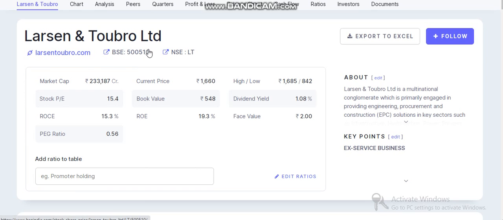Now let us come to the practical things. This is Larsen and Toubro Limited. If you type directly, you cannot get the PEG ratio, we have to add it. I have already added it, and the PEG ratio of Larsen and Toubro Limited is 0.56. So it means it is undervalued and good to buy.